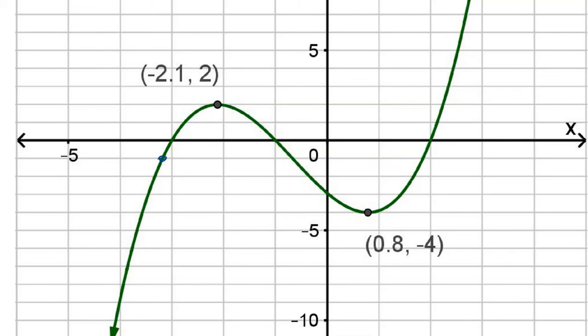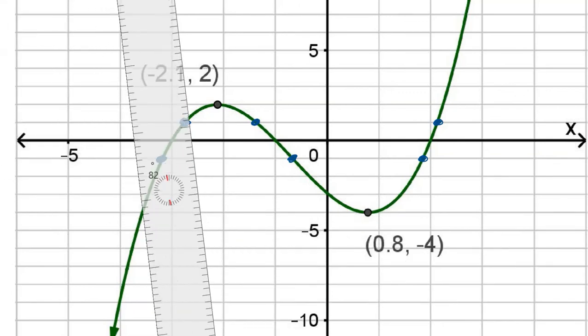So there's a negative 1. There's a positive 1. There's another positive 1. There's a negative 1. There's a negative 1. There's a positive 1. Now we'll do the asymptotes.